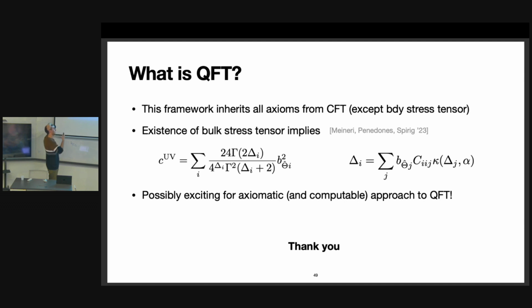So, talking about locality from before, if you have a bulk stress tensor, then there are some extra sum rules that these data satisfy. So are these following from the equations we have, or are they something you need to add? It seems that they don't follow, right? Something extra. So that's it. Thanks.